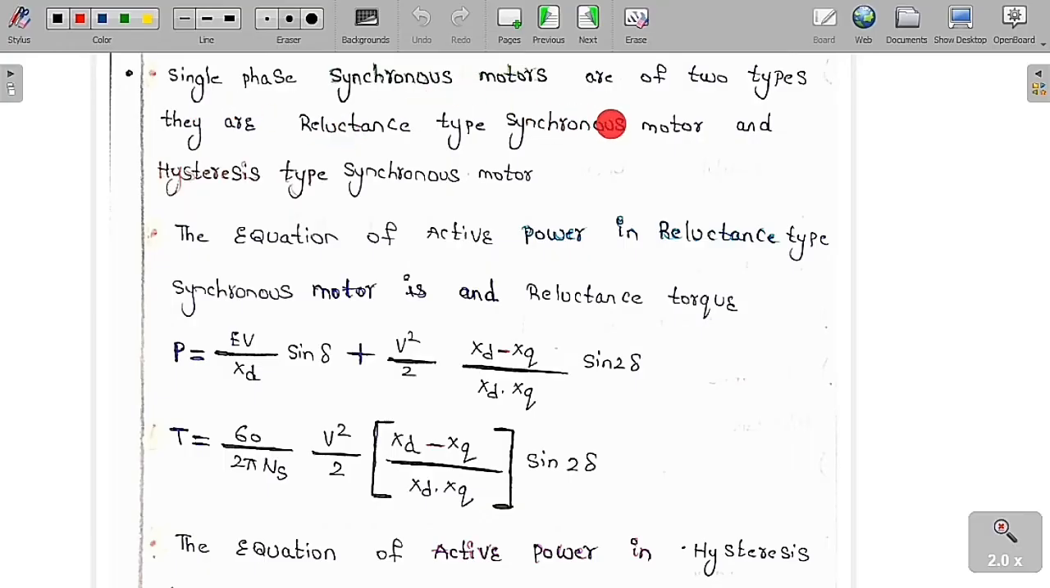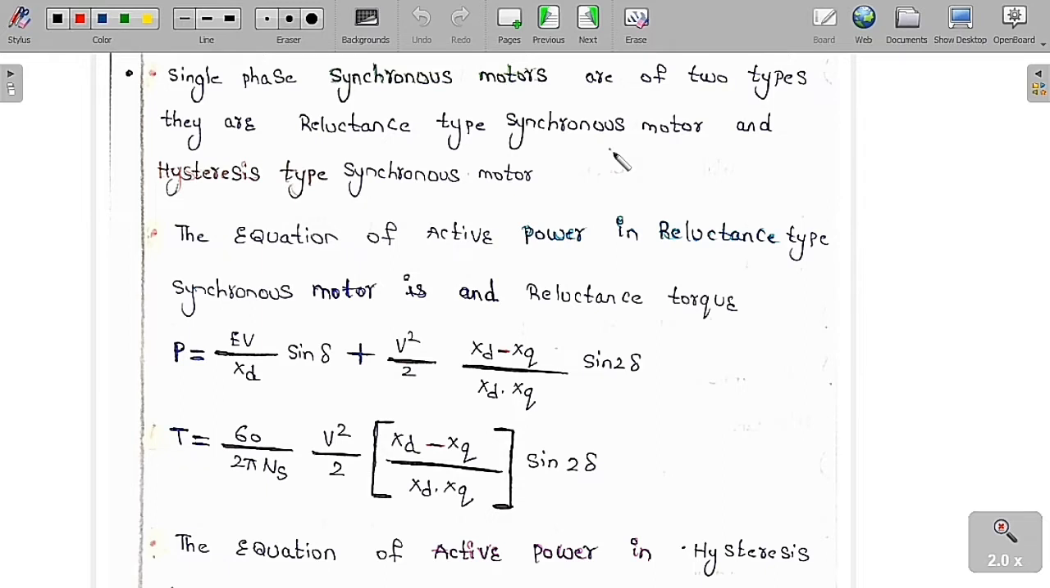Single phase synchronous motors are of two types. They are called the reluctance type synchronous motor and the eccentric type synchronous motor. I already told you in the synchronous motor concept itself, single phase synchronous motors are of two types. One is called the reluctance type synchronous motor and the other one is called the eccentric type synchronous motor.